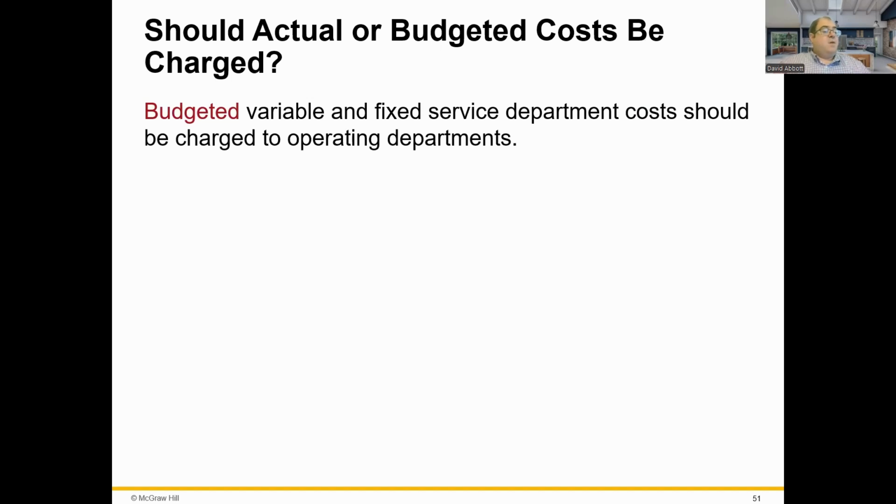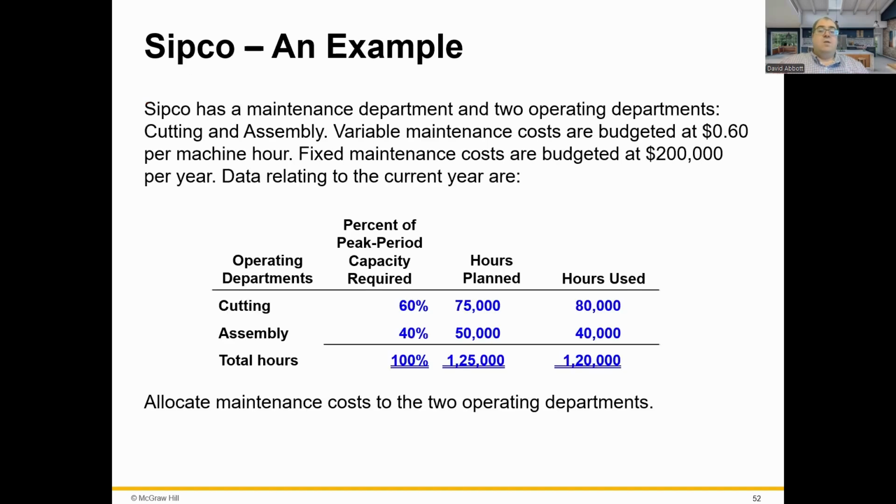Okay, budgeted variable and fixed service department costs rather than actual costs should be allocated to operating departments. Variable service department costs should be charged using a predetermined rate applied to the actual services consumed. A lump sum of fixed cost should be based on budgeted fixed costs, not actual fixed costs. And we're going to look at an example, SIPCO. So we're going to assume the following facts with respect to SIPCO. The allocation of maintenance costs to the two operating departments would be as follows.